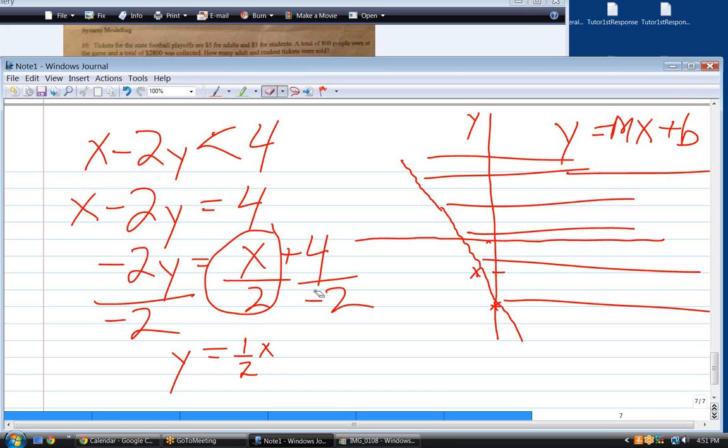Okay, how about the plus 4 divided by the negative 2? What's that equal? Negative 2. You've got a positive and a negative. Okay, so now here becomes our equation. Hold on one moment. Let me back up here.